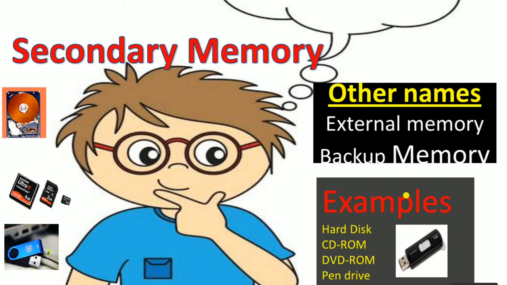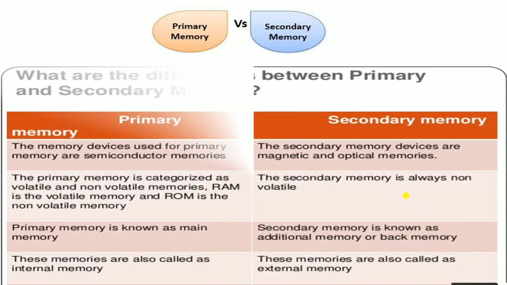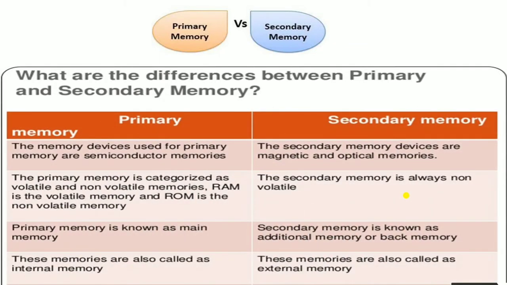Once the RAM has finished the work, it is time to store. So where you have to store? Secondary memory. Now next thing is difference between primary and secondary. Now primary and secondary memory are two different types of memory which have some differences. Like in primary memory, the devices used are semiconductor memories. You must have seen that chip in the previous part. And secondary memory devices are magnetic or optical memories. Optical means it needs laser light to write and read from.